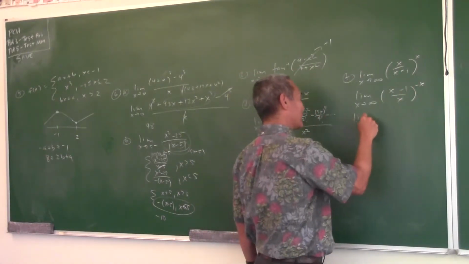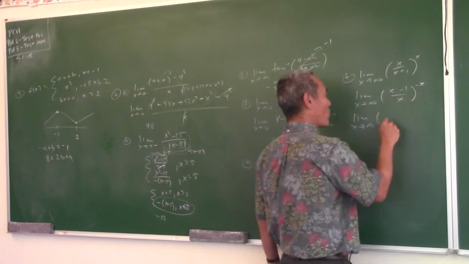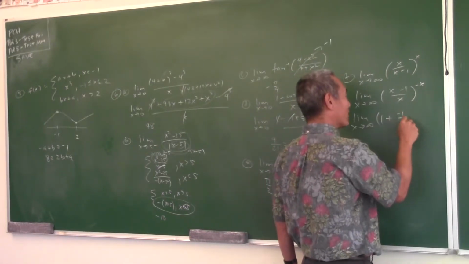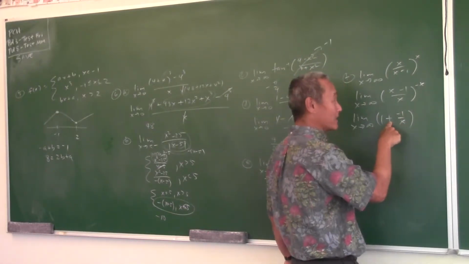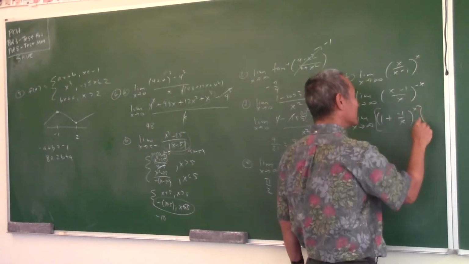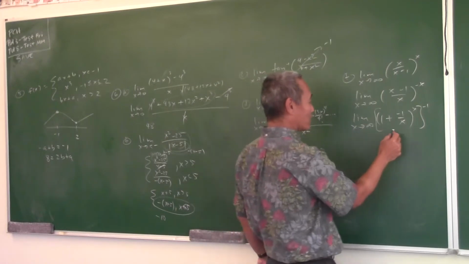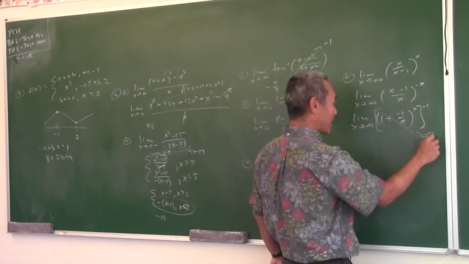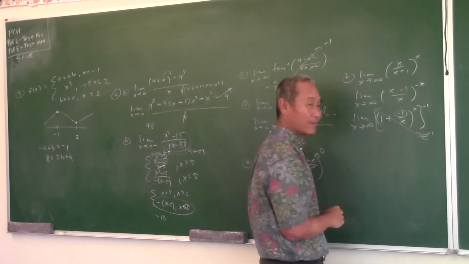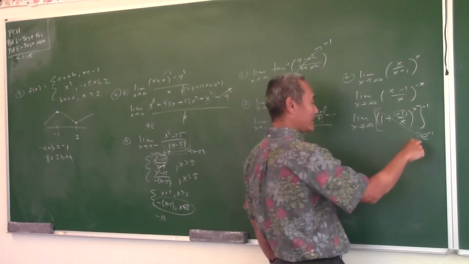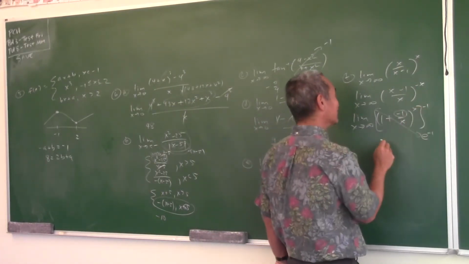Lift and separate. So that's 1 plus negative 1 over x, right? Because we need the plus sign to be there, to the x to the negative 1. Therefore, the thing in the brackets gets closer and closer to e to the negative 1, right? Because that's going to be the power of x. So what's e to the negative 1 to the negative 1? e.